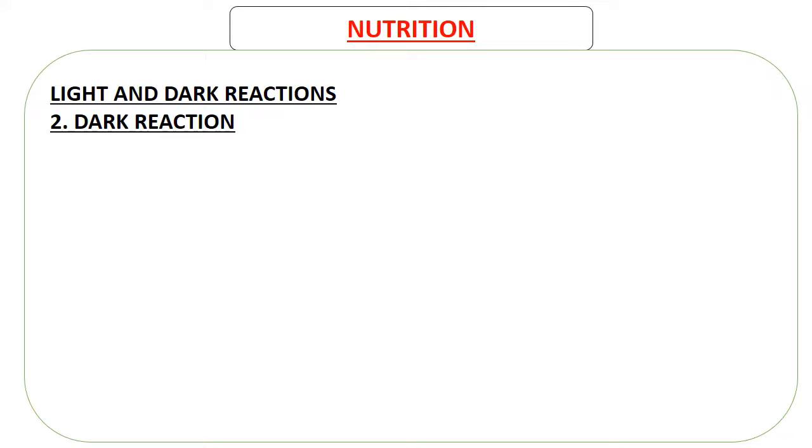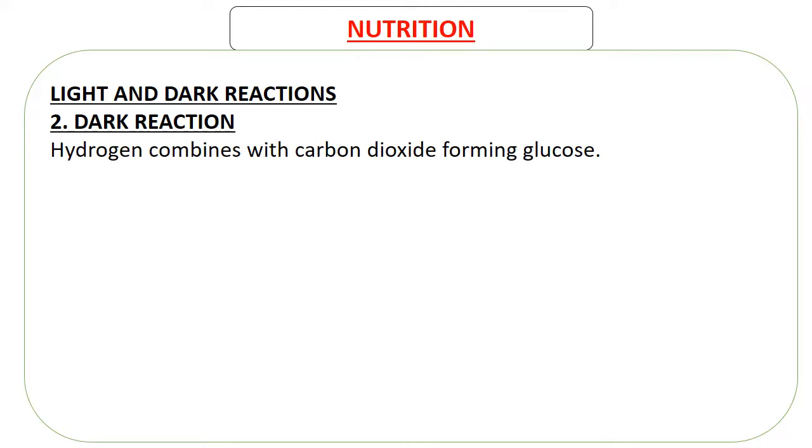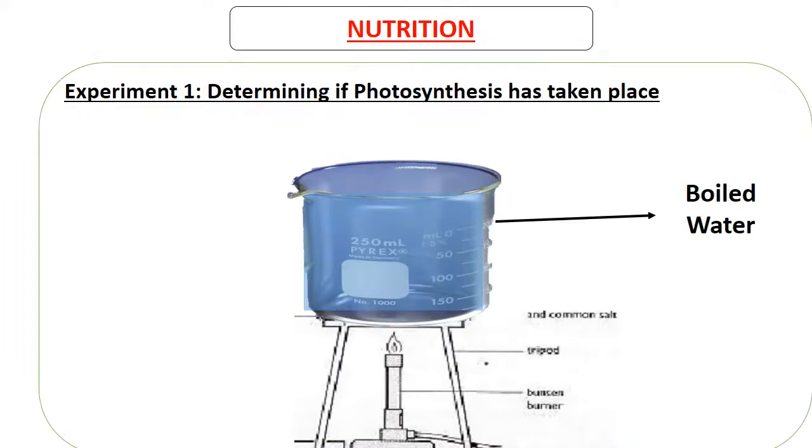So what happens in the dark stage? In the dark stage, what happens is simple. The hydrogen that comes from the light stage combines with carbon dioxide, forming glucose. There is no light involved in the dark reaction. So this is what happens in the dark reaction. And the word equation is hydrogen combining with carbon dioxide to form glucose.